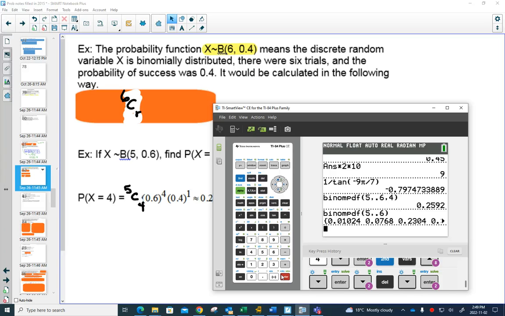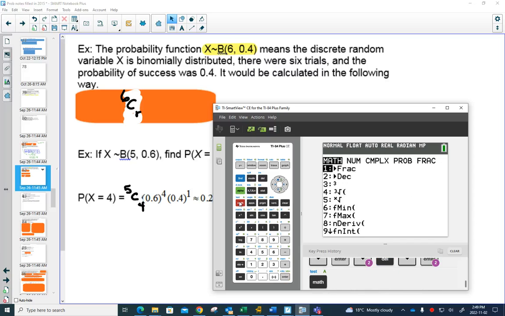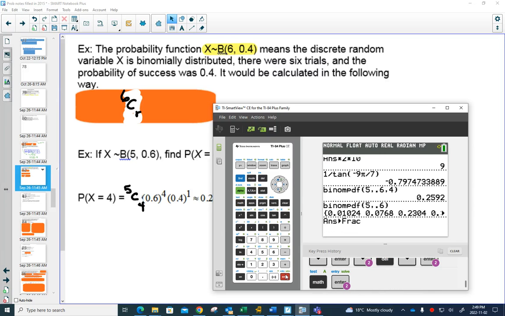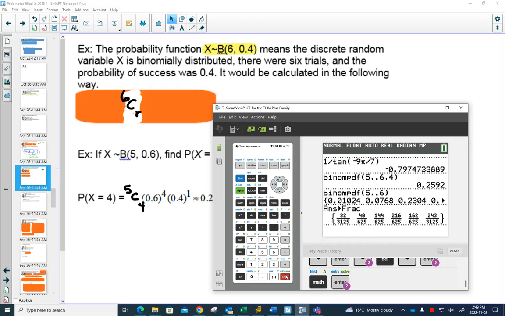Something that I also find very helpful on the calculator is if you hit your math button, you can change them to fractions. And it has each of them as a fraction. So you can quickly make your probability distribution chart.